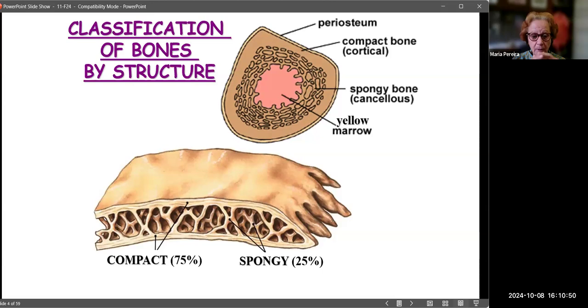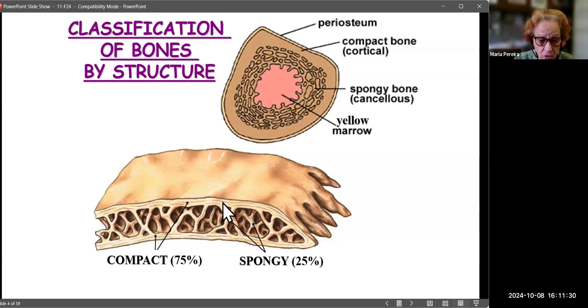So we classify the bones in our body, depending on structure, into two major groups. We have compact bone and spongy bone. And you can see that most of the bones are compact. 75% of the bone structure in our body is compact and 25% is spongy. Now, it's a very, very interesting structure. If you look at the spongy bone, it's like a sponge. What is a sponge? A sponge is a structure that has openings, it has holes. And here, it has also holes, the spongy bone.